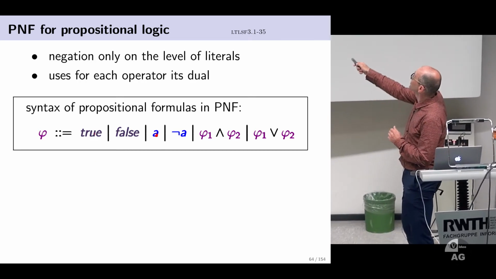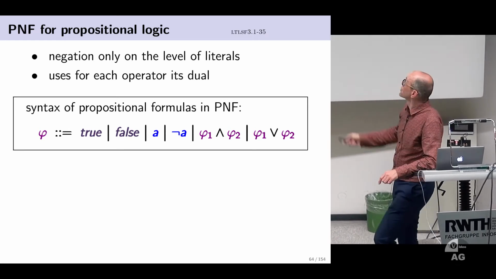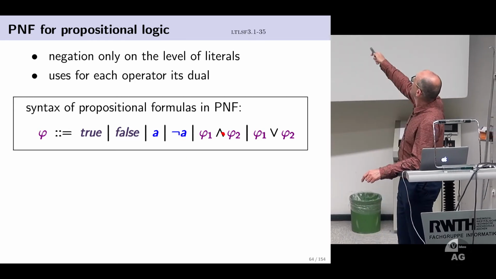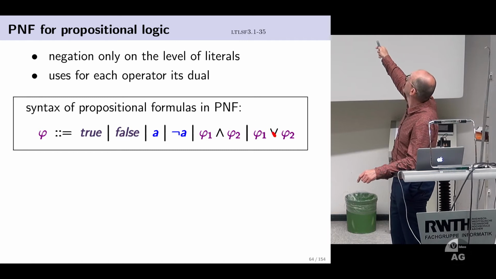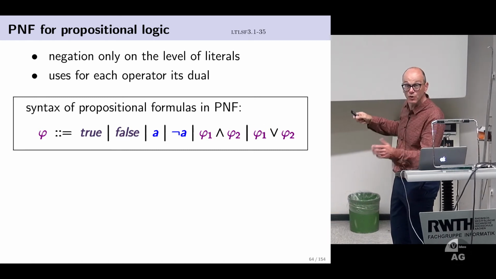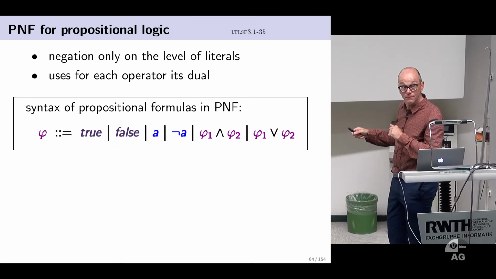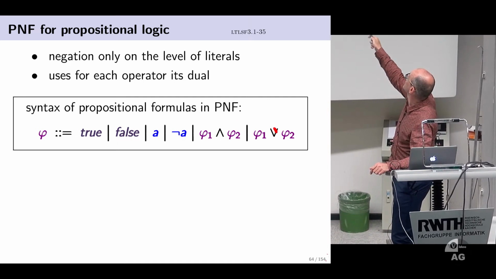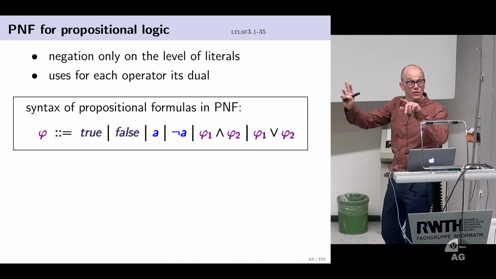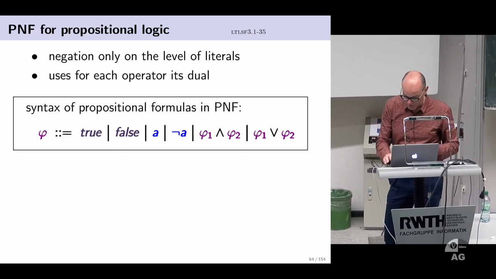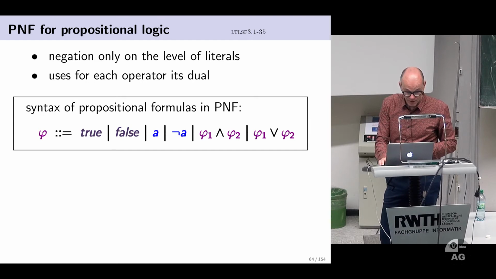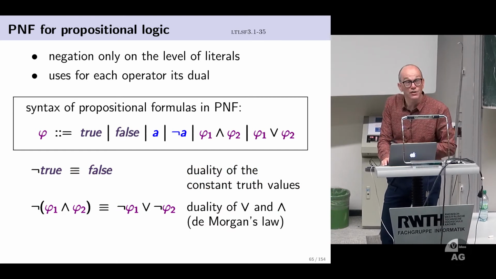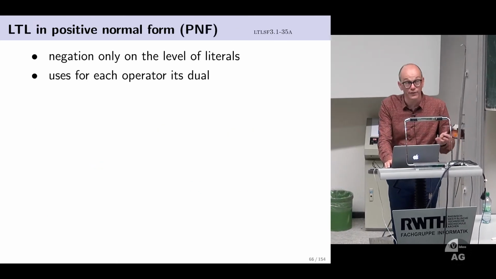We have true and atomic propositions. Now we only have negation on literals, so I also put false in here, because I can only put negations on literals. Then I have conjunction and disjunction. I have to put them both because I'm not allowed syntactically anymore to do negation of a conjunction. So why do I need both? Well, this is the dual of that one, and that one is the dual of this one, in the sense that if you complement them, you get something in terms of disjunction and negation. This is for propositional formulas. This, of course, is clear, I hope. Not true is false, and the negation of a conjunction is a disjunction. This is all known. So what do we have to do for LTL?